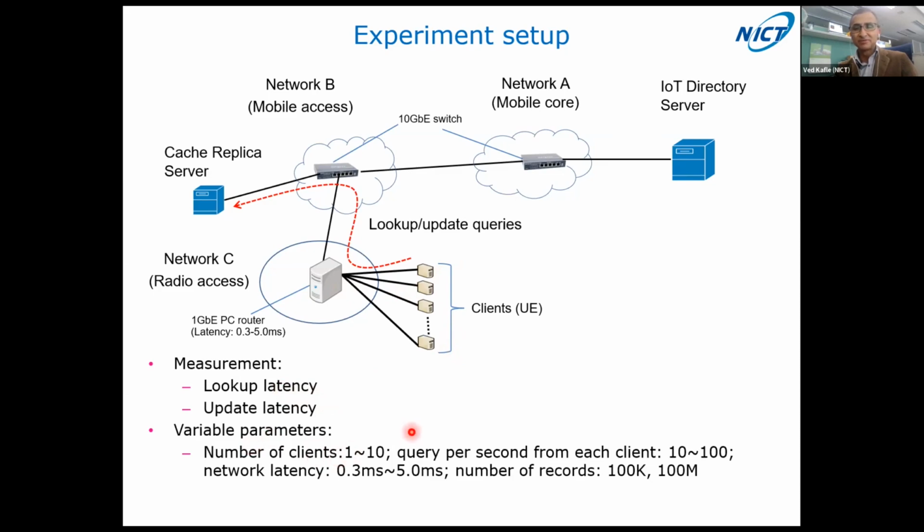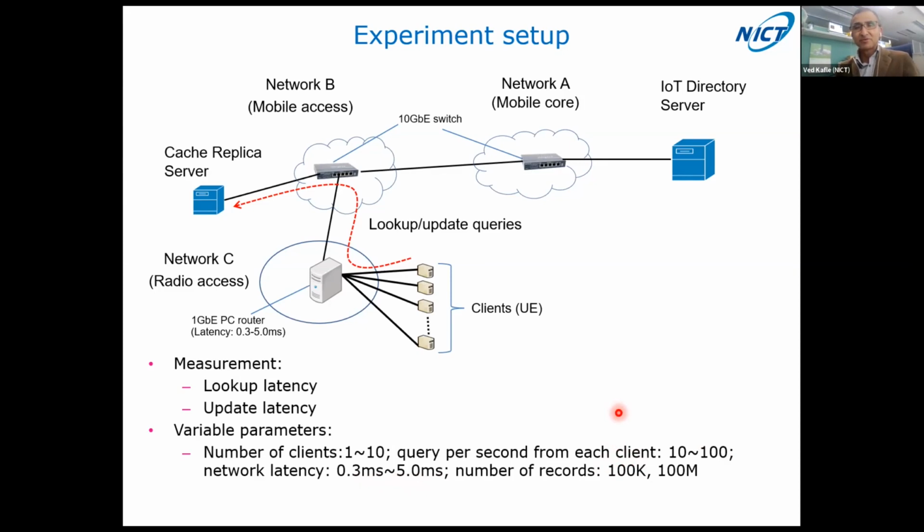We verified what happens when we increase the number of clients, and each client sends lots of requests per second. Let's say in our experiment, we had a maximum of 10 clients, and each client can send at most 100 requests per second. And the network latency is assumed to be 0.3 to 5 milliseconds, and the number of records to be looked up are 100K or 100 million.